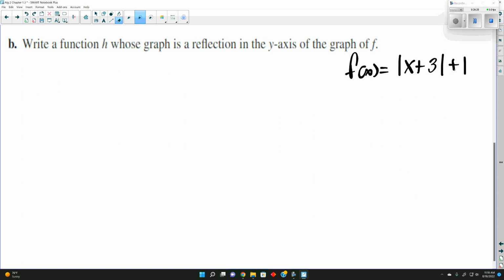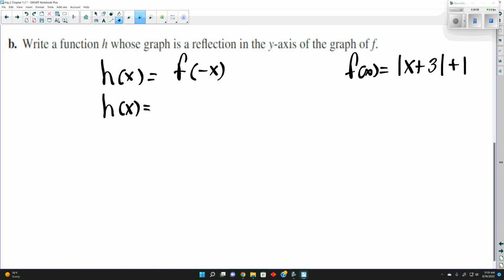We ready for a reflection in the y? Because this one here, we want a function h of x, whose graph is a reflection in the y-axis of the graph f. So our general form is f of negative x. So this is just the general form for reflection in the y-axis. Any questions on this so far?